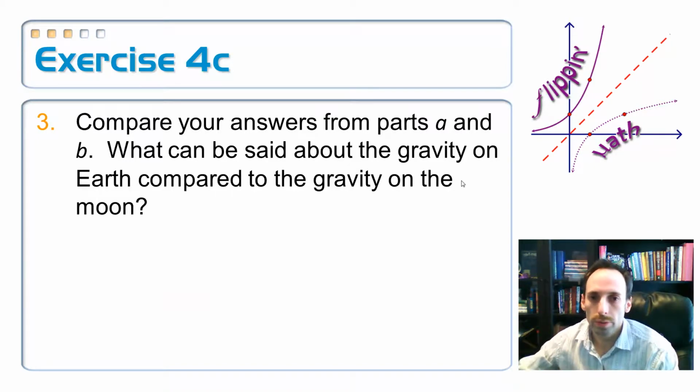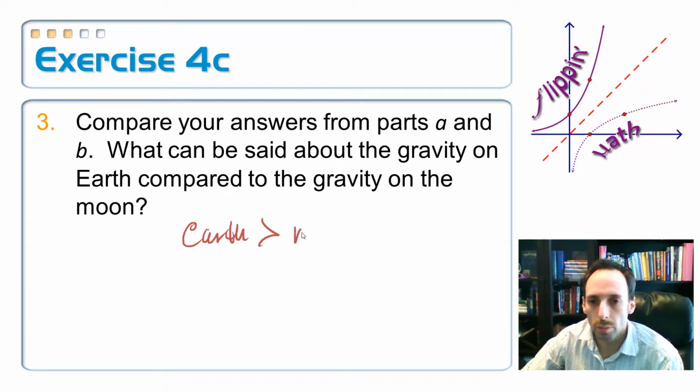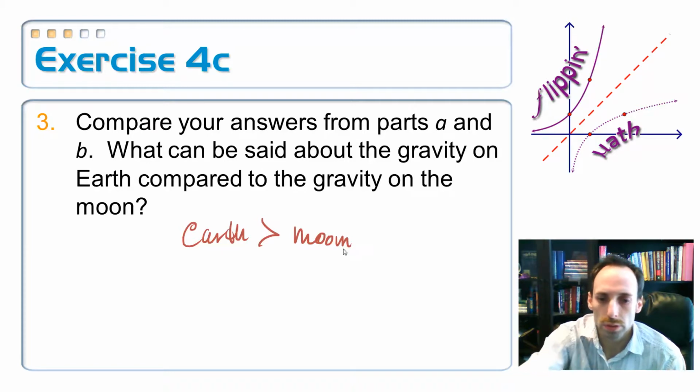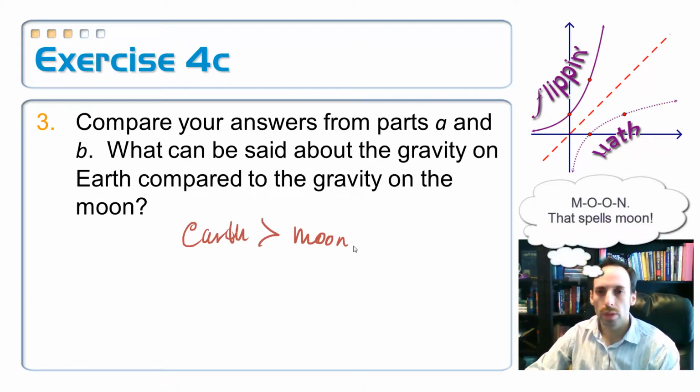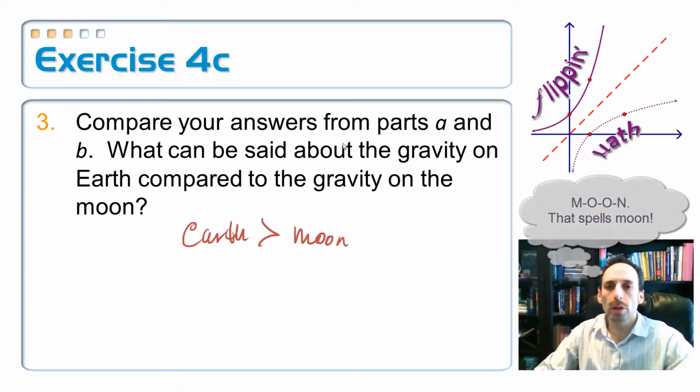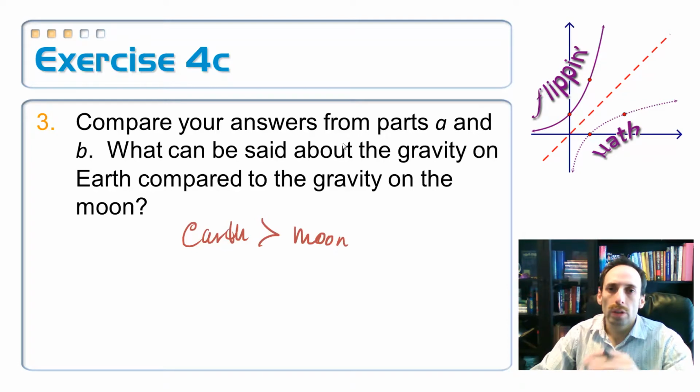Gravity on Earth. So Earth's gravity greater than Moon's gravity. Moon. Yikes. I think I can spell that word correctly. Moon. Alright, that concludes Objective 1 in 4.8, the quadratic formula.